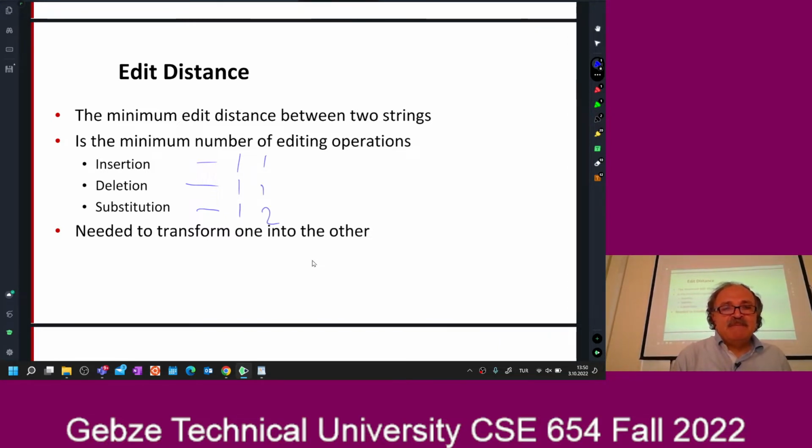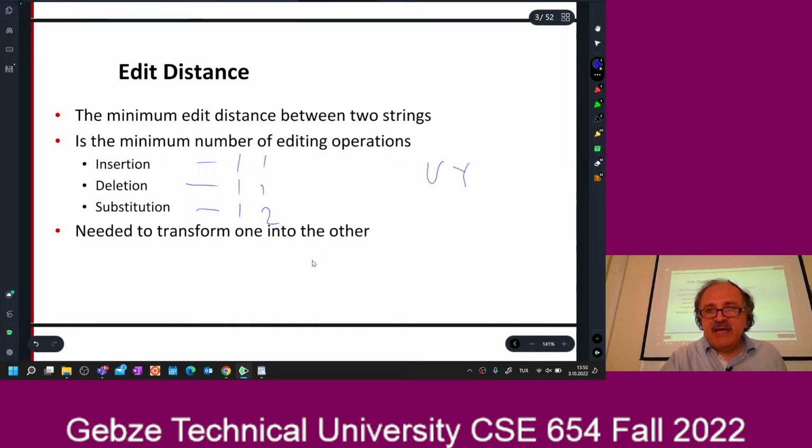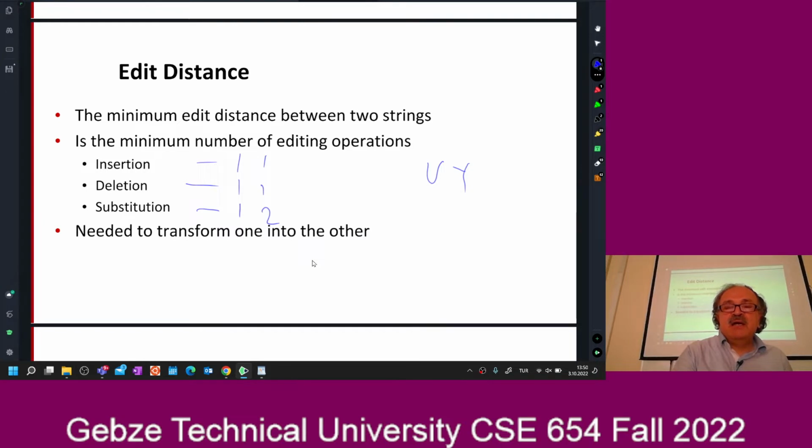I mean, substituting U and Y could be something cheaper. Why? Because U and Y are very close by on my keyboard, right? It is very common to press the Y key instead of U key because they are very close to each other on my keyboard, etc. So the cost of insertion or deletion or substitution could be very different depending on your application, like your question. Okay.